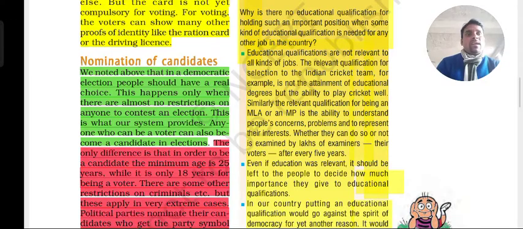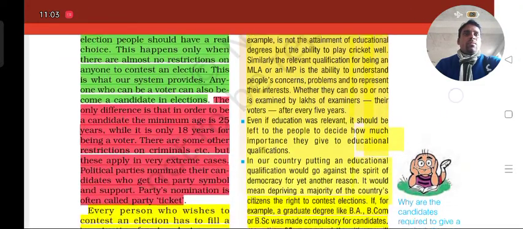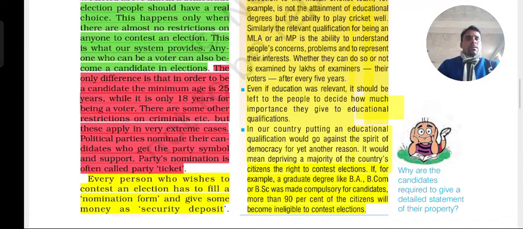They are asking, if education is required for an MLA or MP, then what could that education be? In our country, putting in an educational qualification would go against the spirit of democracy. It would be against democracy because democracy itself gives rights to the people. Every person has their own rights, and these rights would be lost, so it would be against democracy. That is why the educational requirement is kept aside.